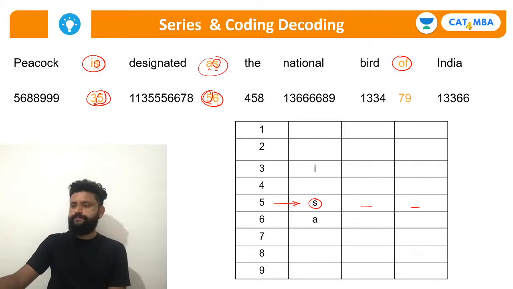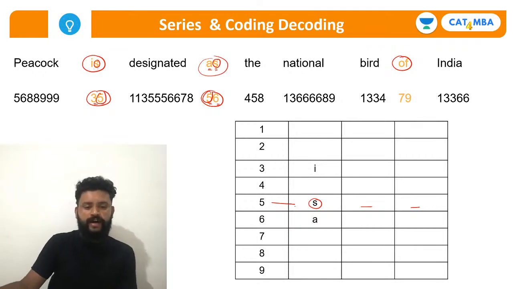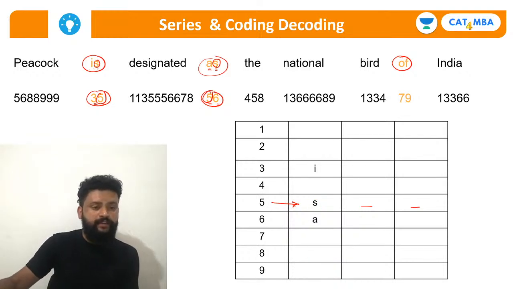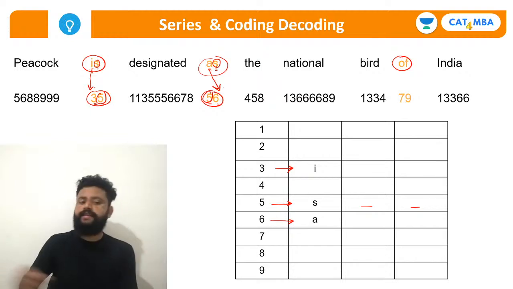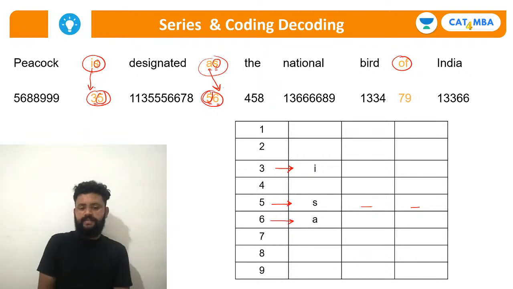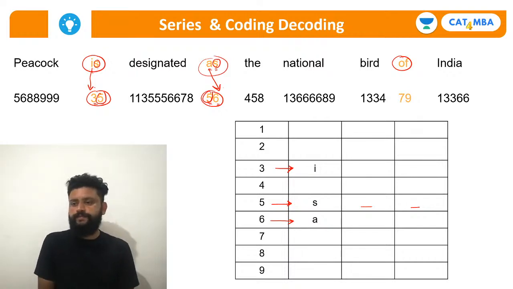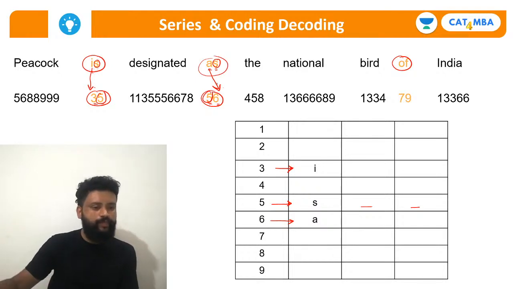Hopefully you understood how I got S as 5. Then if S is 5, then definitely A must be 6 and I must be 3. So I just have initiated: A is 6, S is 5, I is 3. Right, Nicole? Have you got it now? Do you think it is easy now? So we have done with this part.